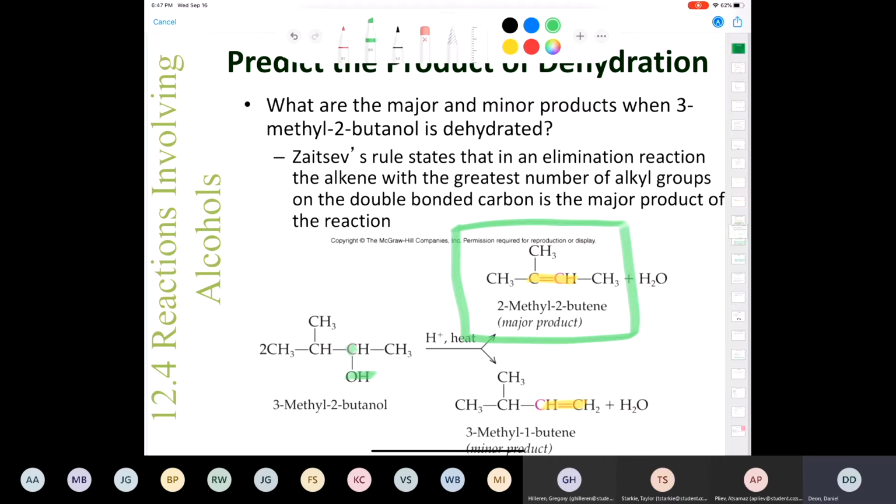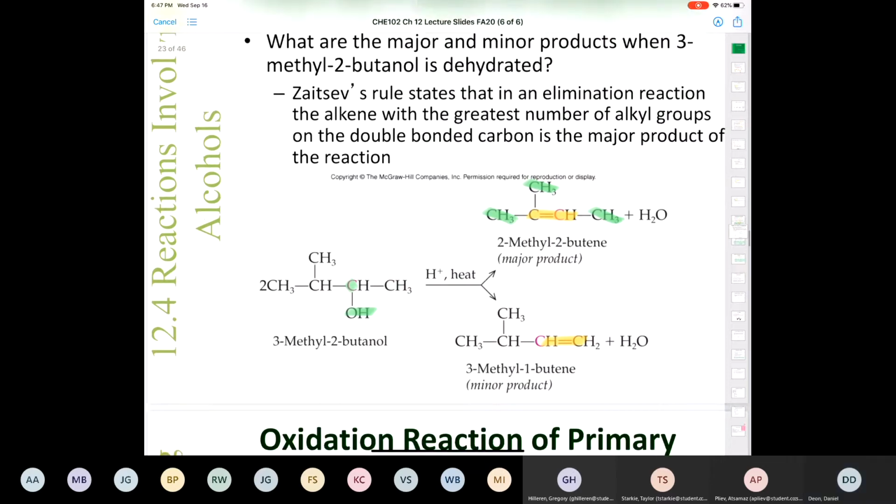I see 3, 3, 3. The threes have it, right? There are 3 alkyl groups. 1-methyl, 2-methyl, and a 3rd methyl. There are 3 alkyl groups attached. Okay, now let's back up. We'll delete that, and let's examine the other product.